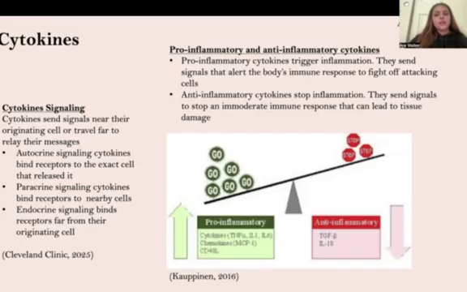Pro-inflammatory and anti-inflammatory cytokines. Pro-inflammatory cytokines trigger inflammation. They send signals that alert the body's immune response to fight off attacking cells. And the anti-inflammatory cytokines stop inflammation. These send signals to stop an immoderate immune response that can lead to tissue damage.